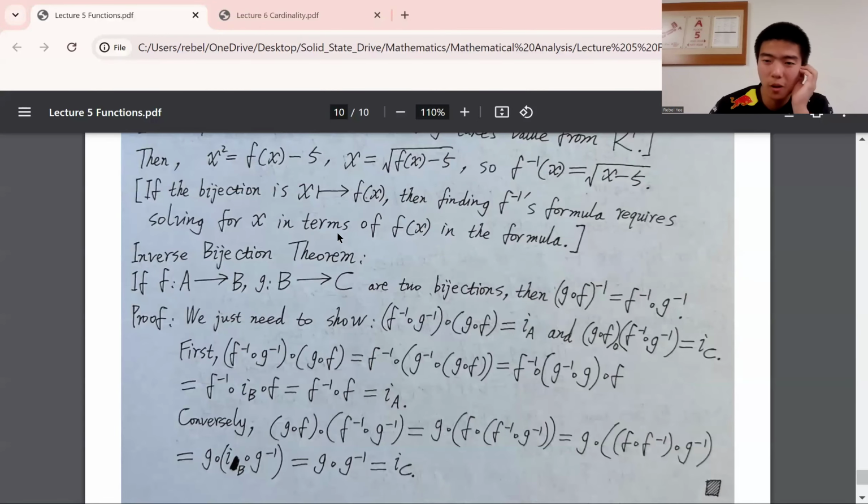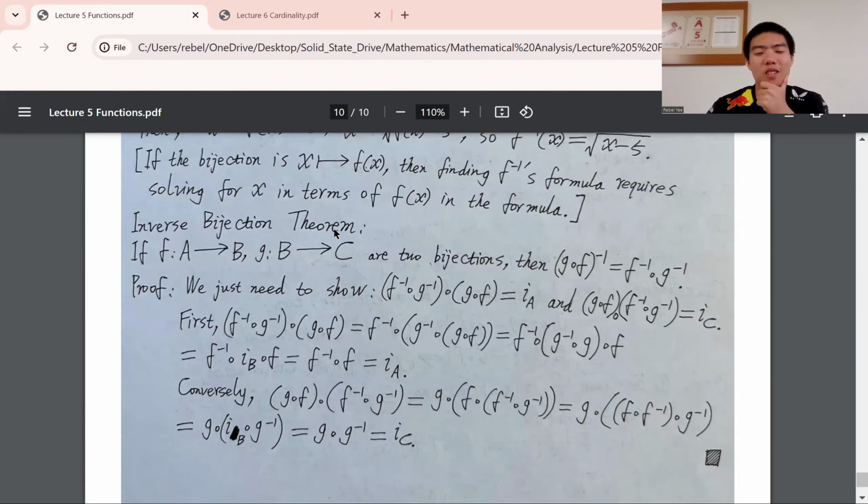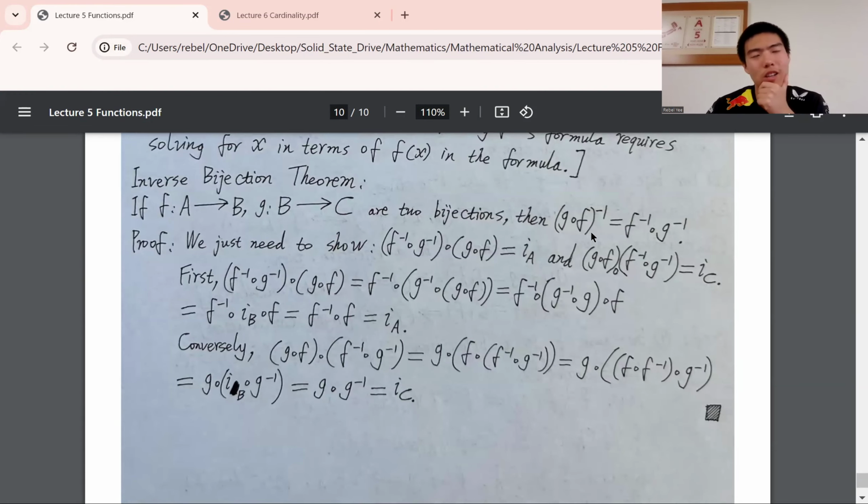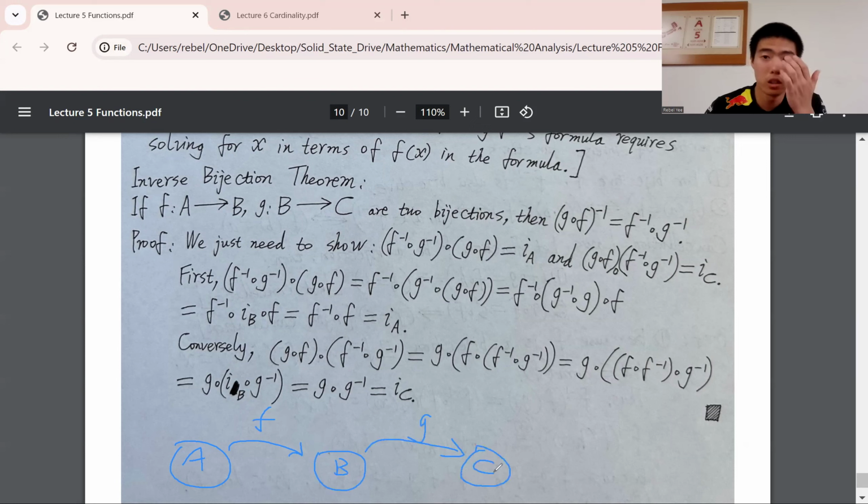Okay, so the last theorem I want to introduce is called the inverse bijection theorem. It's very important because it's like De Morgan's law in set and logical operations. Say f goes from A to B, and g goes from B to C. First we take f, then we take g, and we want its inverse.